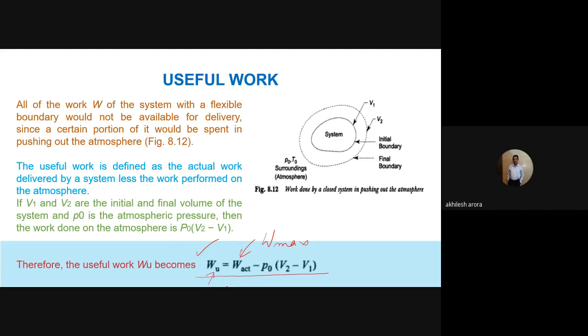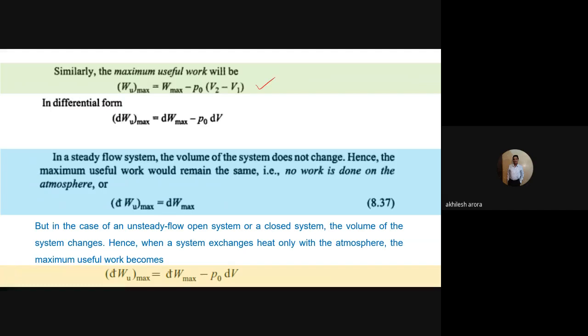So this is written here. This is the equation. Okay. So I hope you remember this equation. And in case of a steady flow system, there is no change in the system boundary or the control volume. So in that particular case, the maximum useful work and the maximum work are the same.